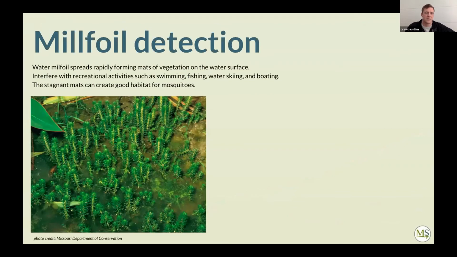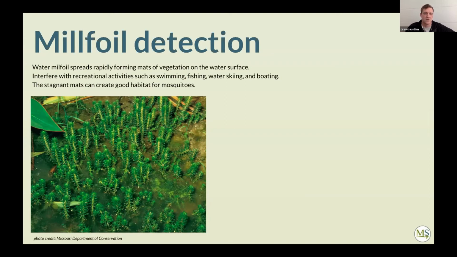So this next one is another aquatic example. This is milfoil detection. Water milfoil spreads rapidly, forming mats of vegetation on the water surface. From a practical standpoint, the mats interfere with recreational activities, so on a recreational lake it would be a pain to deal with. It also breeds mosquitoes. It creates a good environment for mosquito breeding.